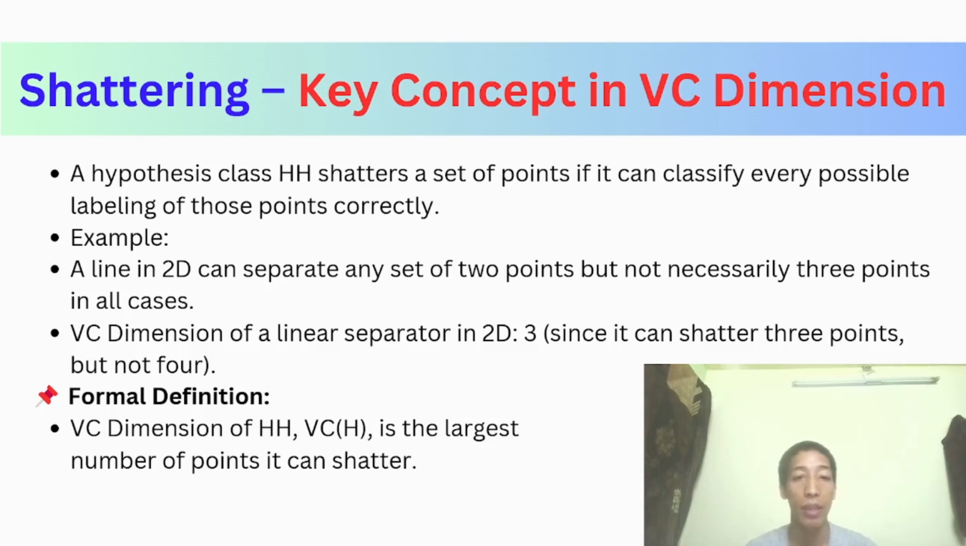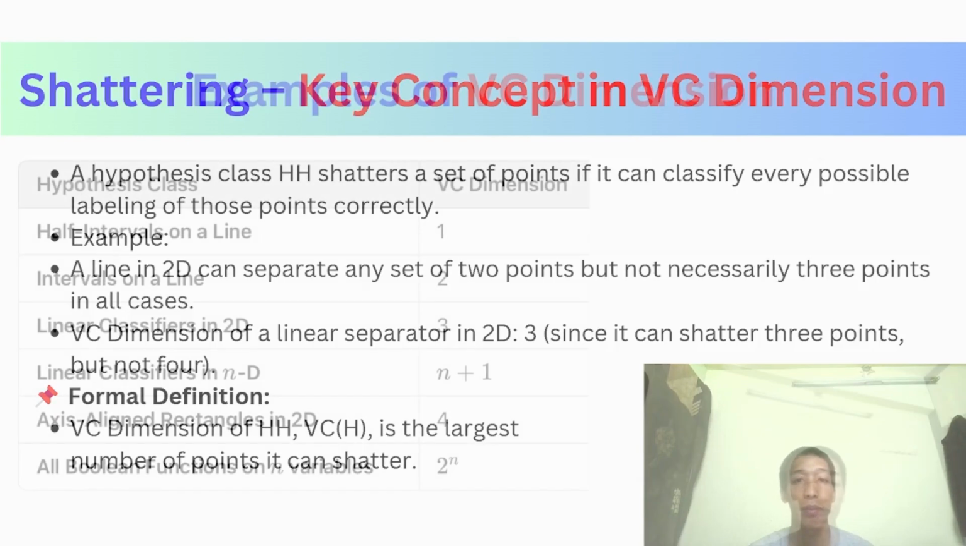Shattering, a key concept in VC dimension. A hypothesis class H is said to shatter a set of points if it can correctly classify all possible labelings of those points. For example, consider a linear separator in two-dimensional space. It can always separate 2 points, but it may not be able to separate 3 points in all the possible ways. The VC dimension of a hypothesis space is the maximum number of points it can shatter. This provides a quantitative measure of how expressive the hypothesis class is.